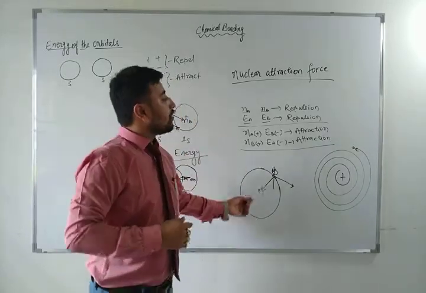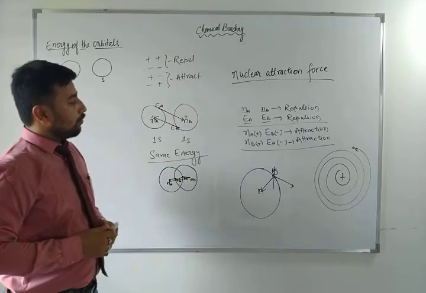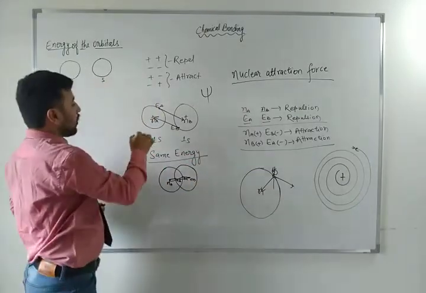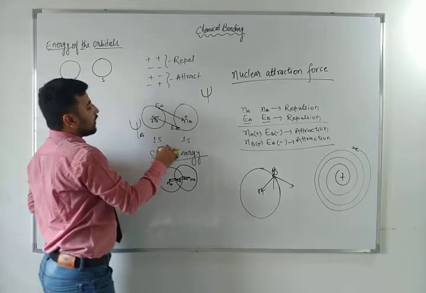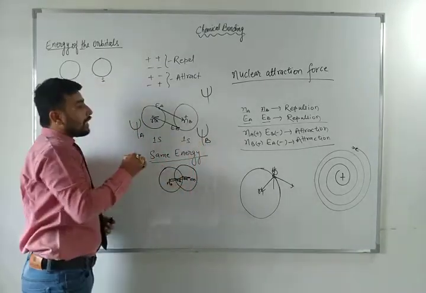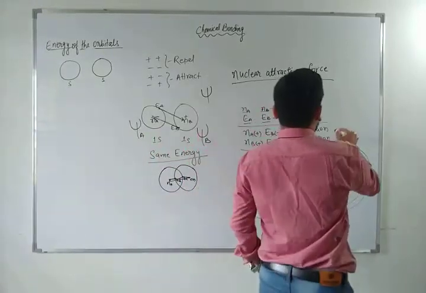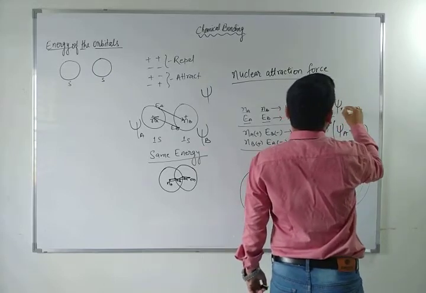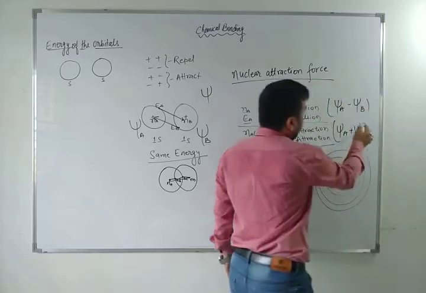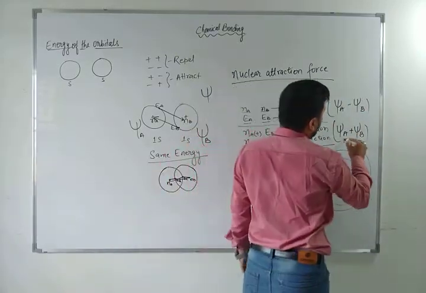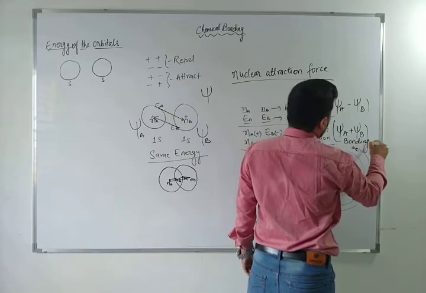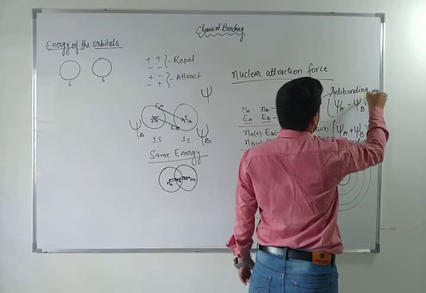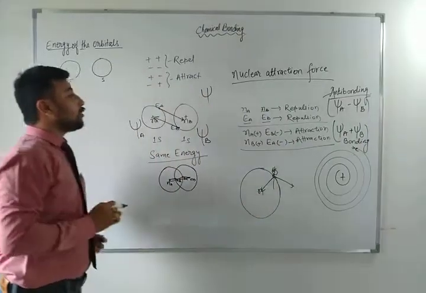Now, after understanding the concept, since the electron is a wave, if I talk about this, there will be psi A and there will be psi B. So two things can be here: because of the attraction, psi A plus psi B, and because of the repulsion, psi A minus psi B. When there is construction, there is a possibility of bonding, and when there is destruction, there is a possibility of anti-bonding. Got it? Now these things you have to remember.